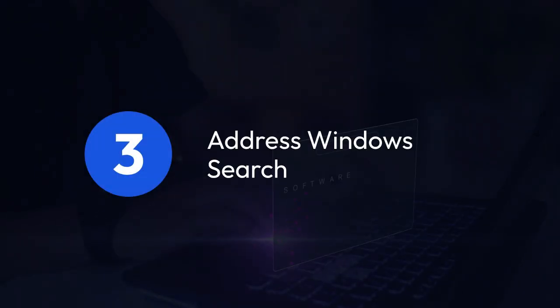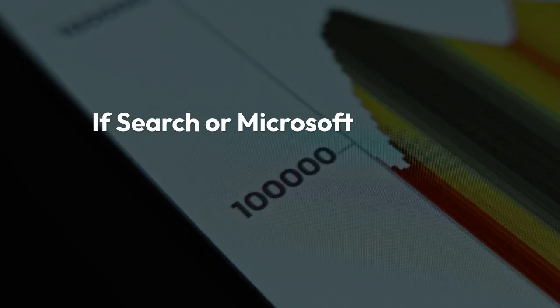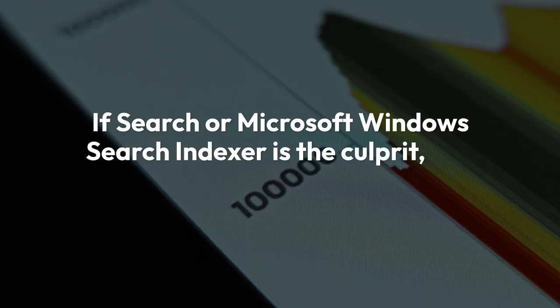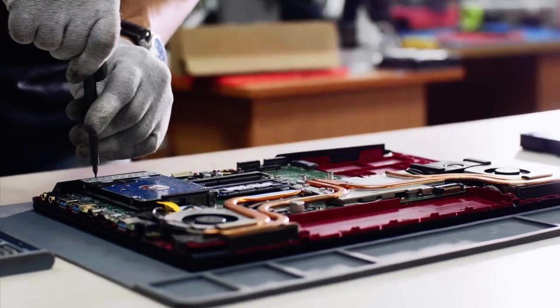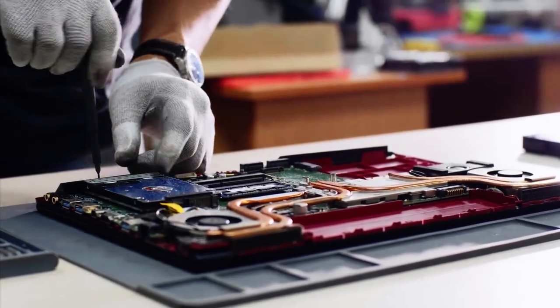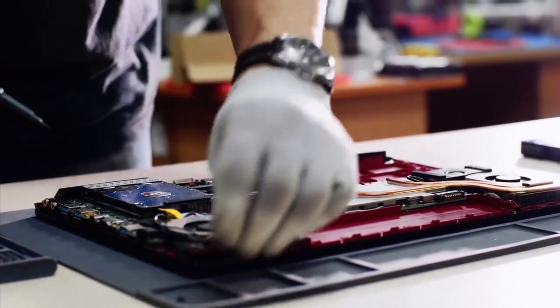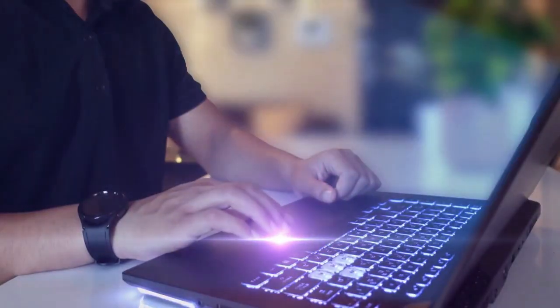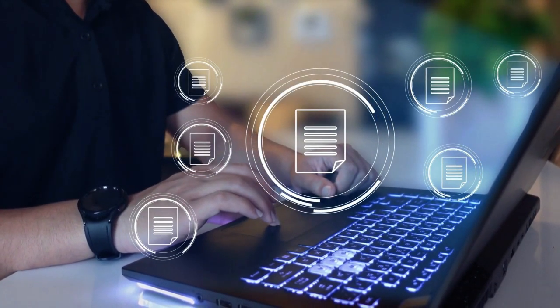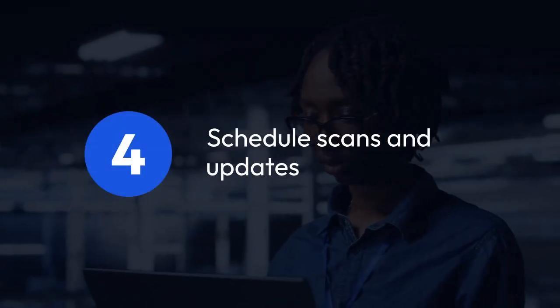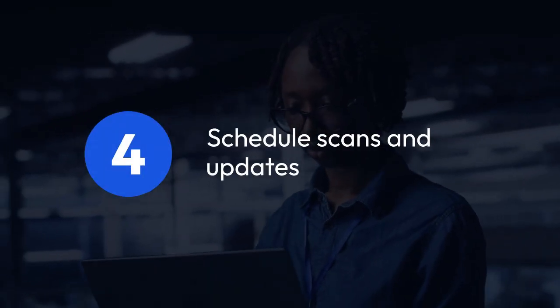3. Address Windows Search. If Search or Microsoft Windows Search Indexer is the culprit, you can try rebuilding the index. Search for indexing options in Windows. Click Advanced, then Rebuild. This can take a while. If you rarely search, you can even disable the Windows Search service entirely via services.msc. Find Windows Search and set its startup type to disabled.